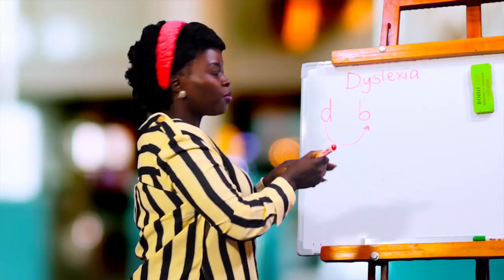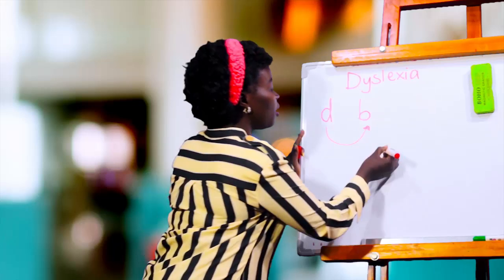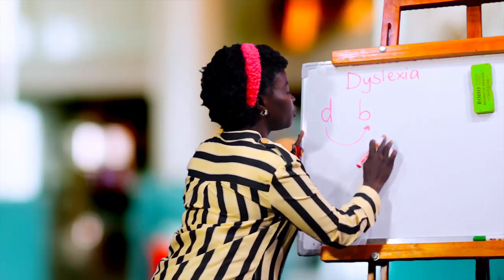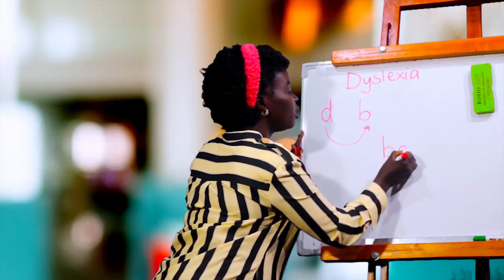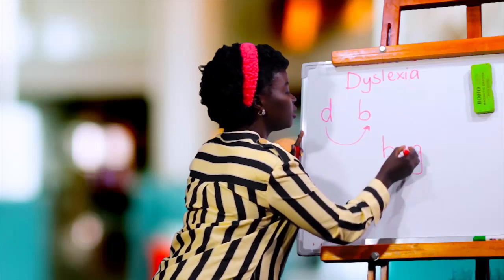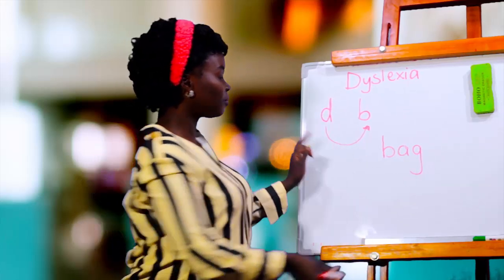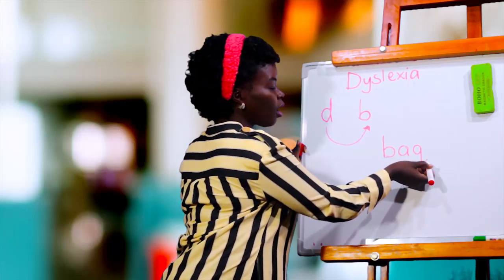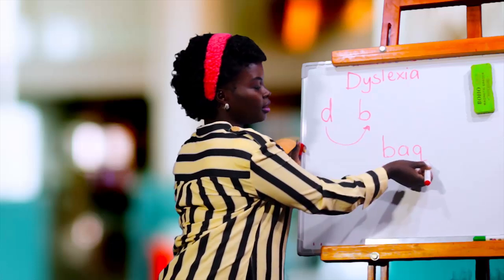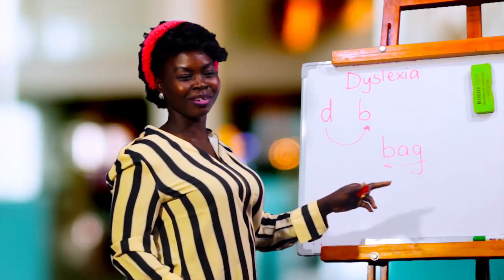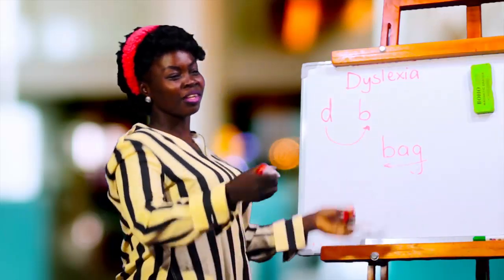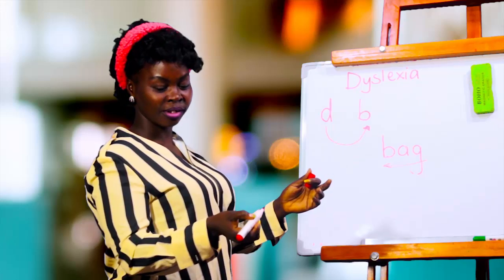Maybe when a child is reading the word bag, such children tend to read the word starting from this side going this way. And how do we read that? Gab. Interchanging sounds.